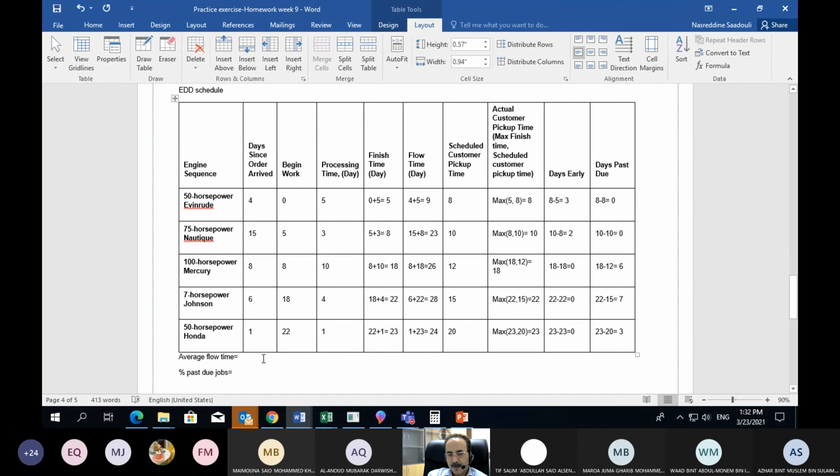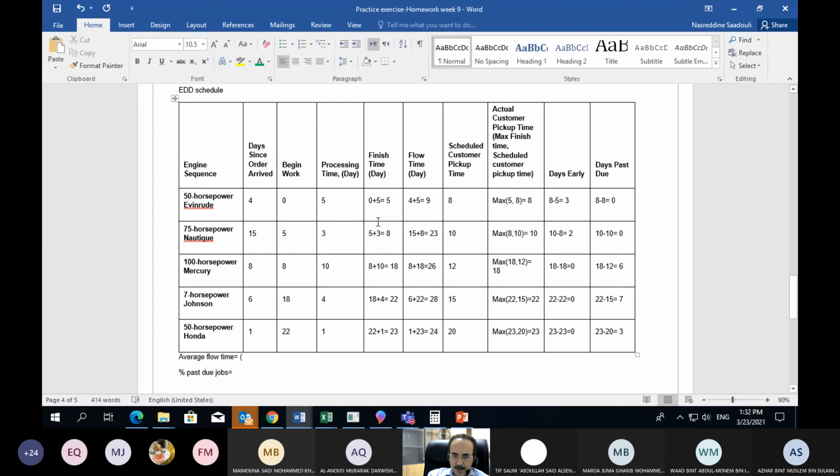So the average flow time, I'm going to take these flow times. So 9 plus 23 plus 26 plus 28 plus 24 divided by 5. This column here, that's what we need to consider. So 9, 23, 26, 28, 24, the sum divided by 5, that will give us the average flow time. What do we get? 22 days.